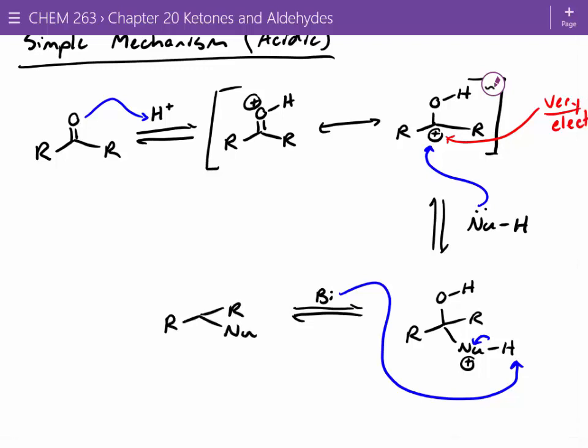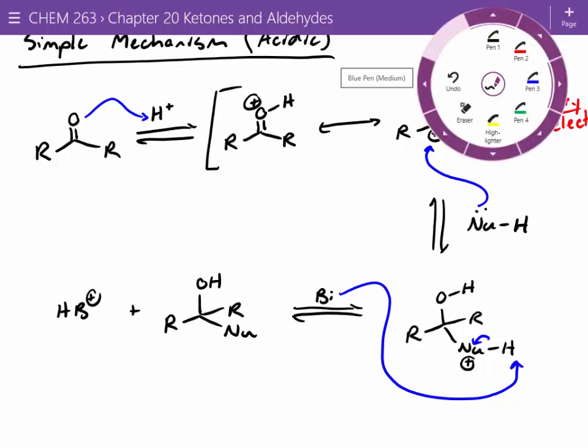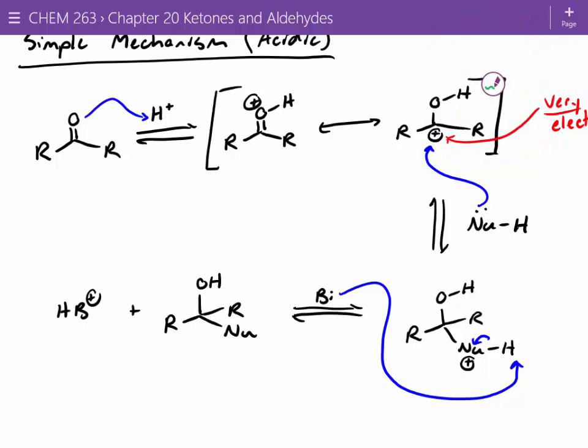Our nucleophile is added in. We get the same product as under the basic conditions, but we've regenerated our acid. Are you using a base in acidic conditions?